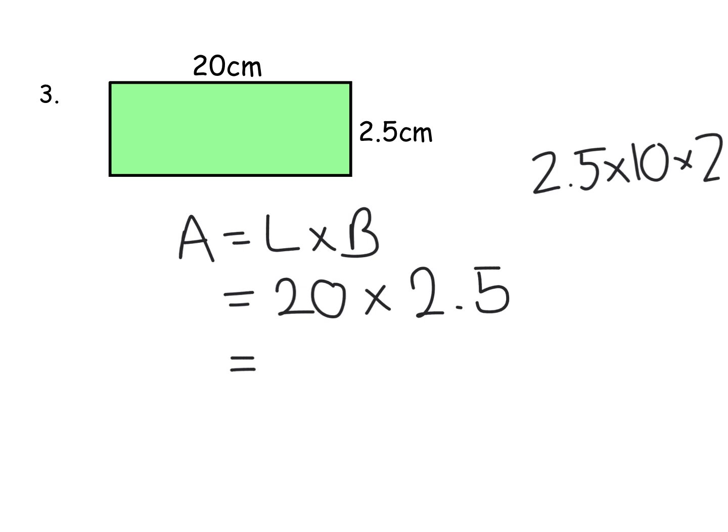So 2.5 times 10 is 25. 25 times 2 is 50. Similarly, you could just do 2 times 2.5 is 5. Then multiply by 10, we still get 50.